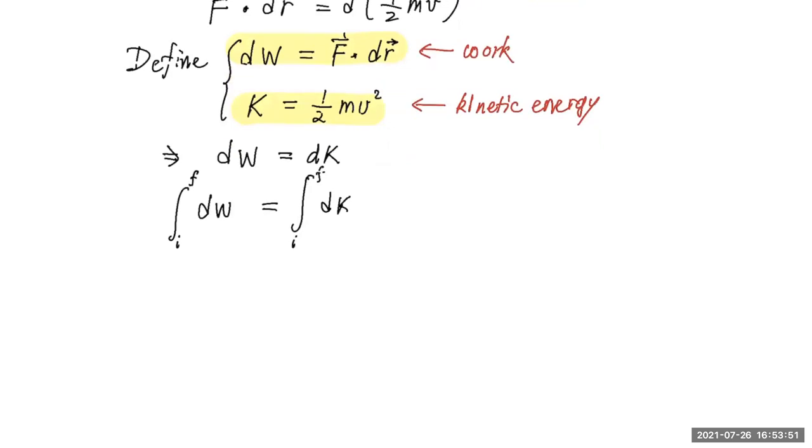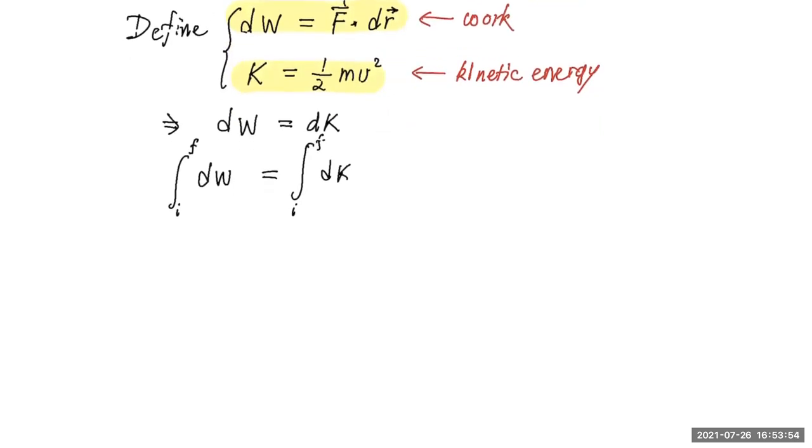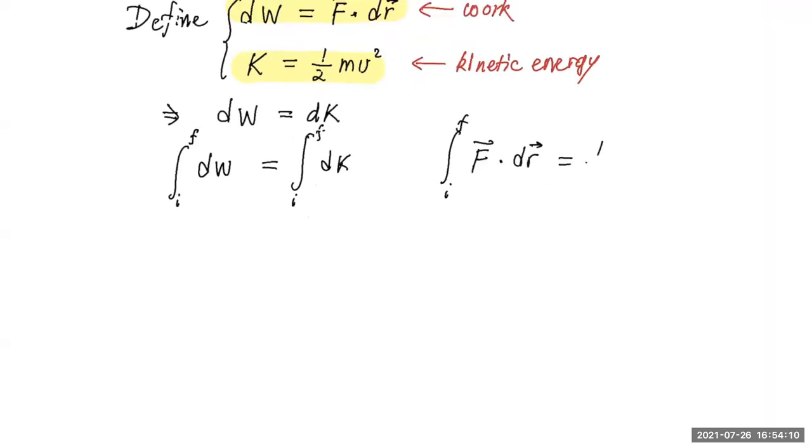Okay, now if I write it more explicitly, dW is F dot dr. So then I have the integral of F dot dr. What does that equal to? It equals K final minus K initial, which is 1/2 m v final squared minus 1/2 m v initial squared. Okay, let me try to box this.